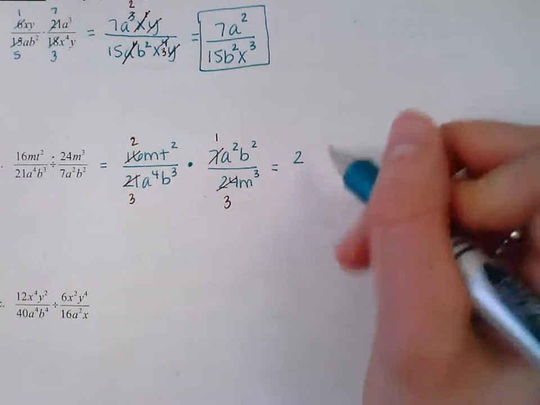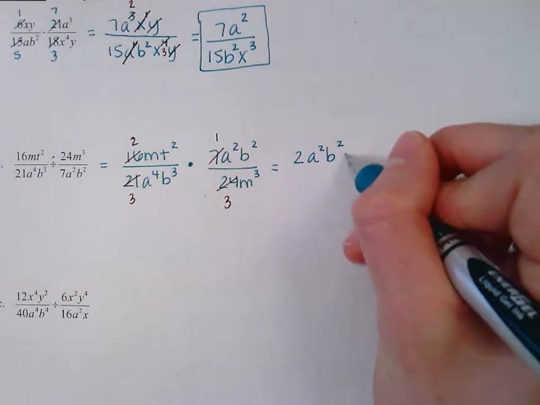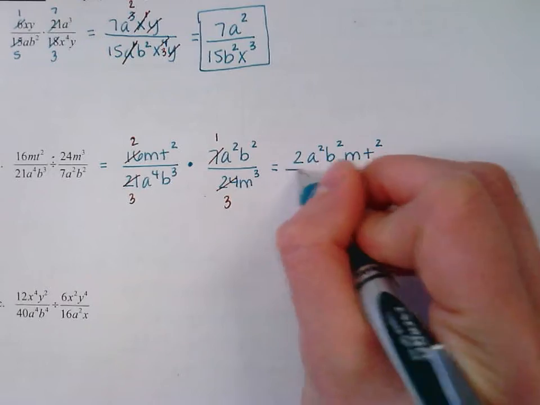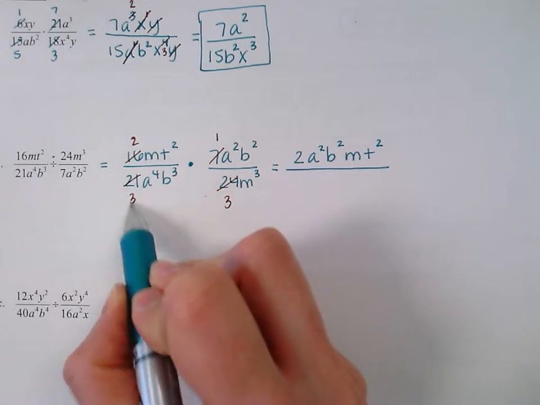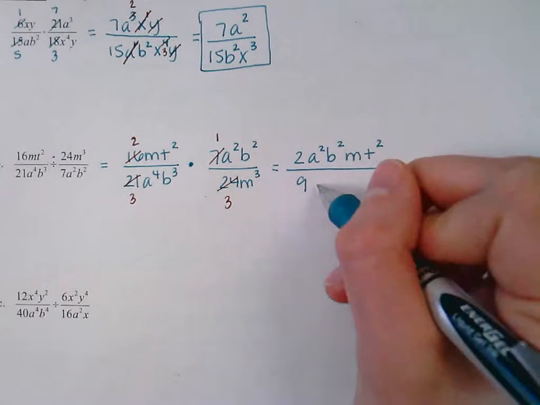All my variables are different. I'm going to put them in alphabetical order. So a squared, b squared, m, t squared. And then on the bottom, 3 times 3 is 9. And again, my variables are all different.